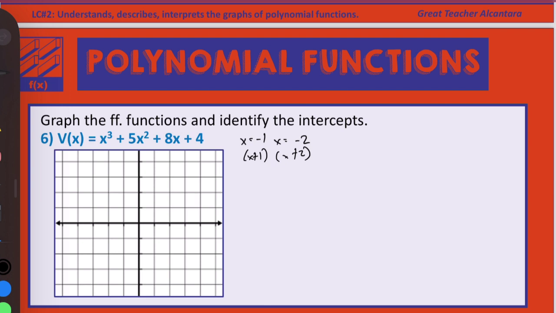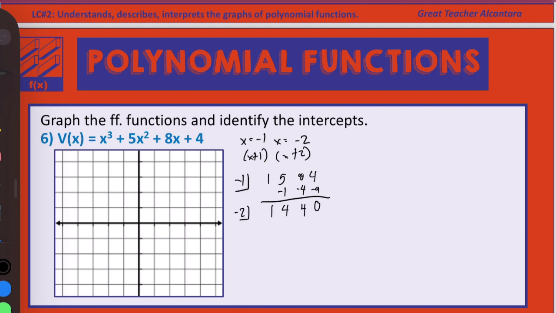In order to do that, let's try continuous synthetic division. I'll use negative 1 first. You'll have 1 times negative 1, 5 minus 1, 4. 4 times negative 1, negative 4. 8 minus 4, 4. 4 times negative 1, negative 4. This will be 0.